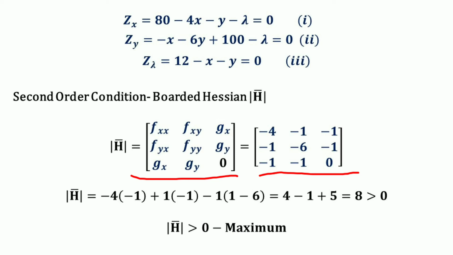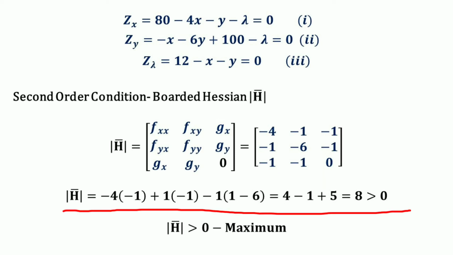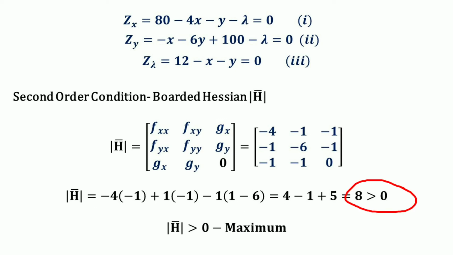Now we want to find the determinant of the bordered Hessian, which we have already calculated here, which is equal to 8, which is greater than 0. Then the determinant of the bordered Hessian comes out greater than 0, so we can say that the given profit function is maximized.